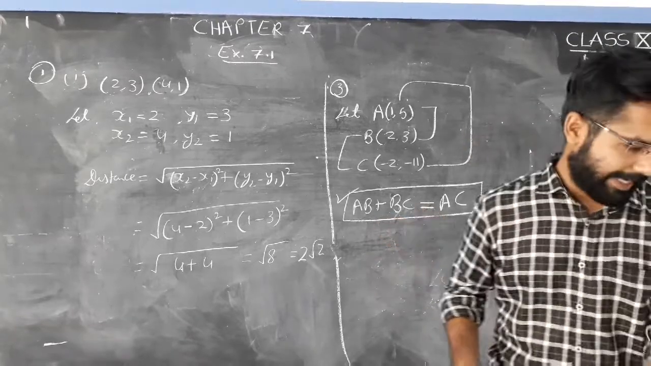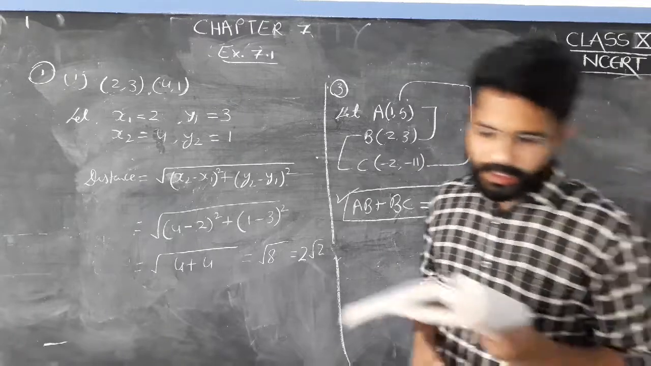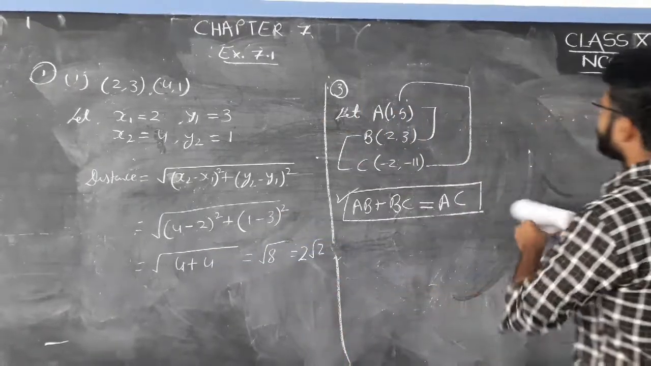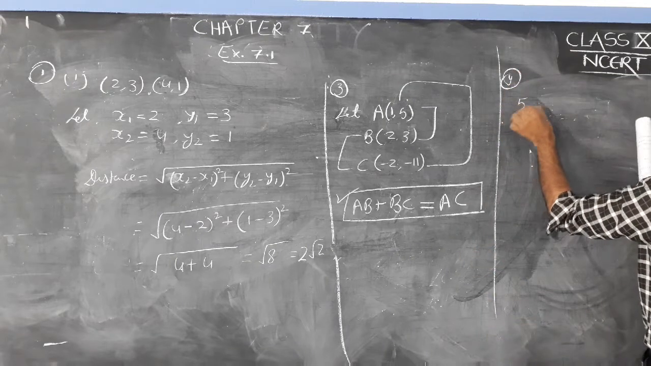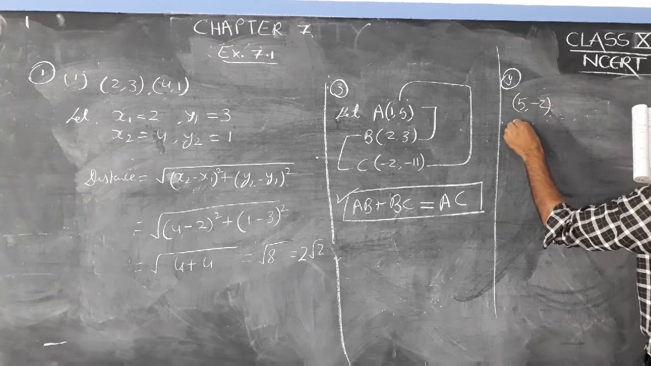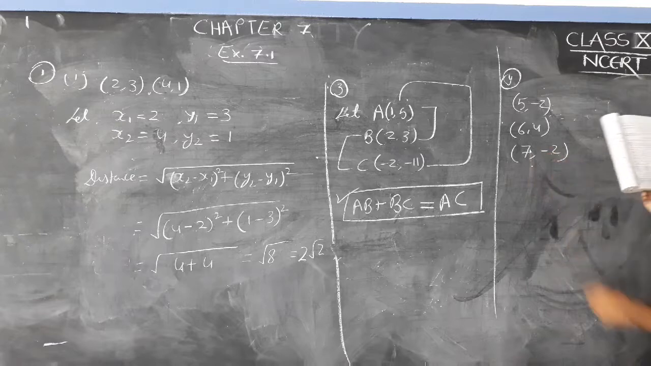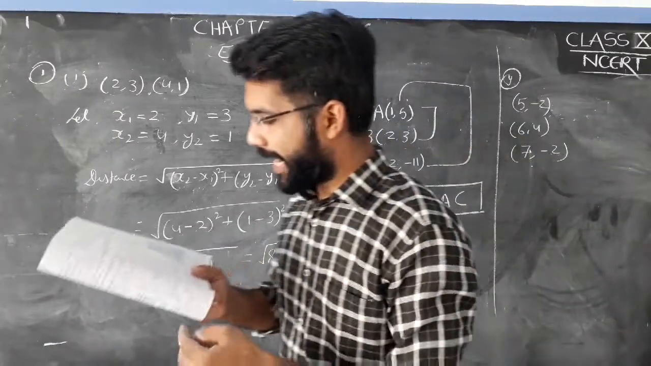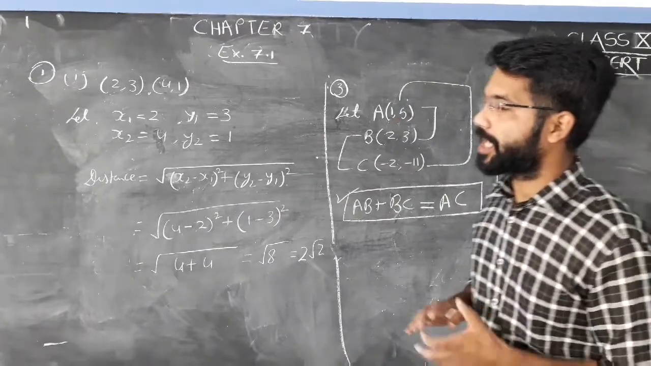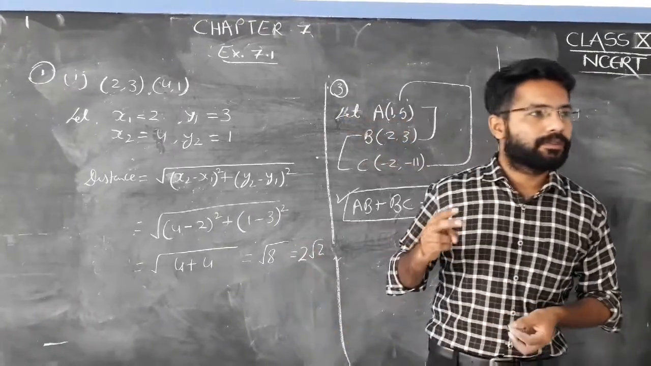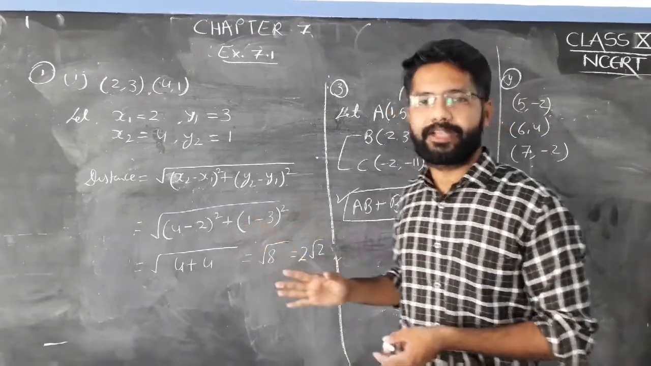let us move to the next question. That is question number 4. The fourth question is what? Check whether the points 5 minus 2, next 6 4 and 7 minus 2 are the vertices of an isosceles triangle. Okay, you know what an isosceles triangle is? In an isosceles triangle, the measurement of two sides should be equal.